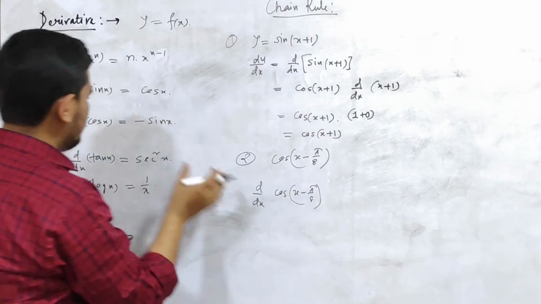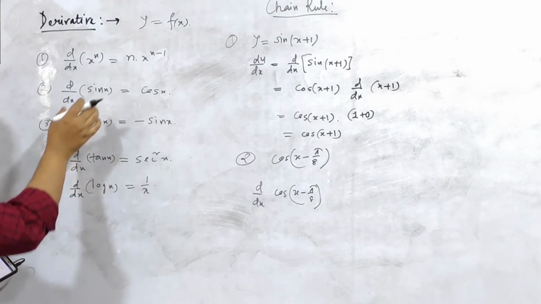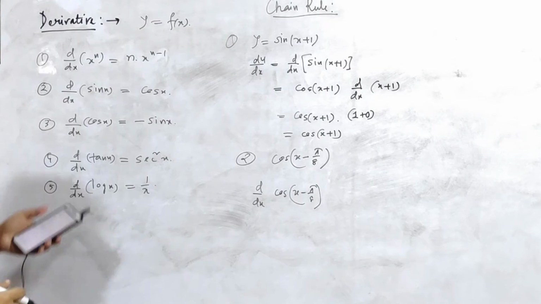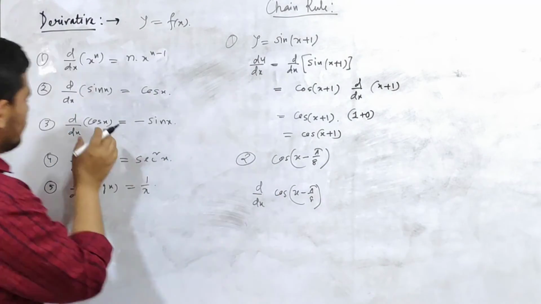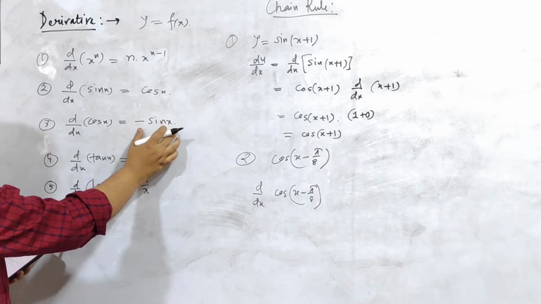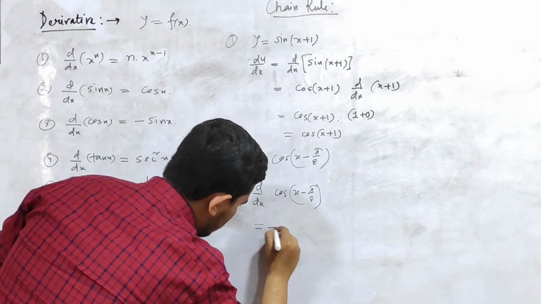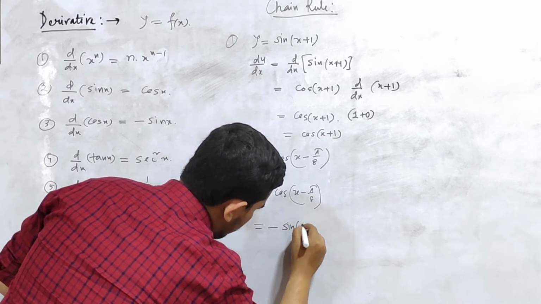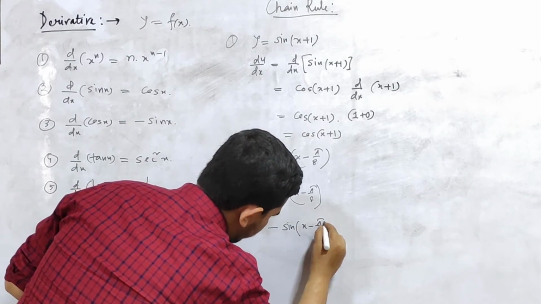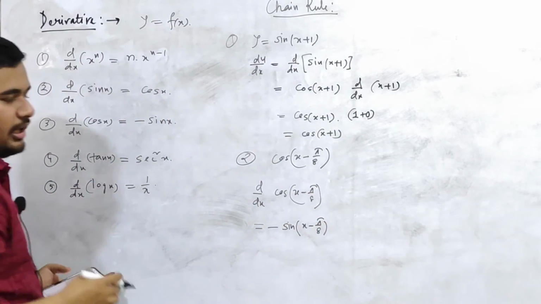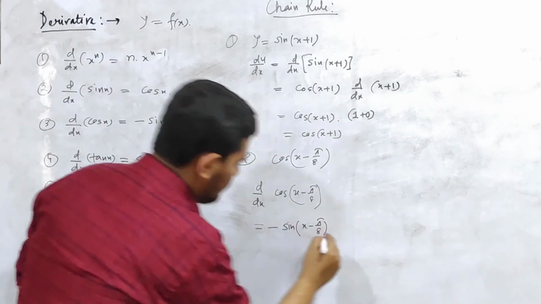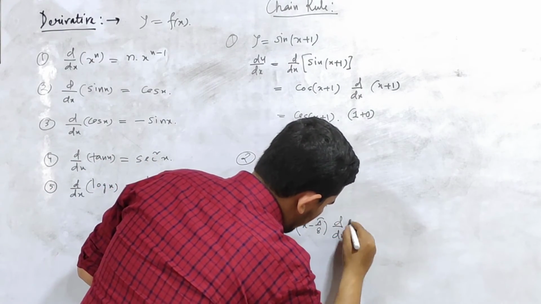What I am thinking in my mind is only to make use of some of these formulas. So I can write derivative of cos of x equal to minus sin x. So I can write minus sin of x minus pi by 8. But I am here only assuming x minus pi by 8 as x. So I need to differentiate it again.